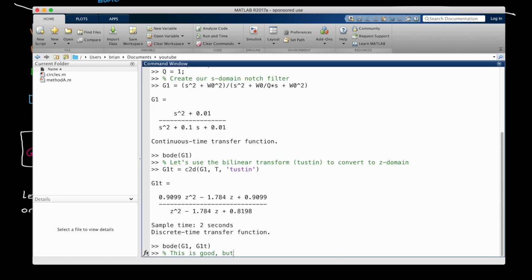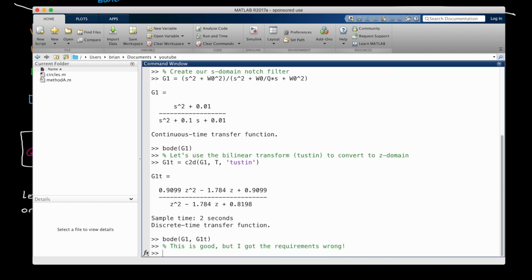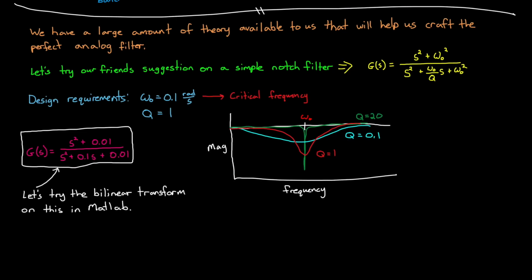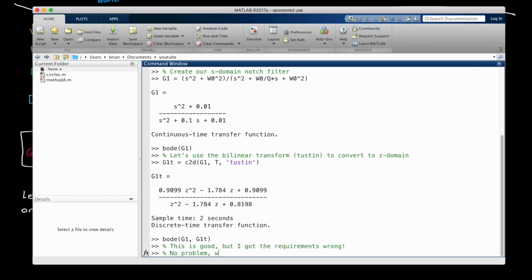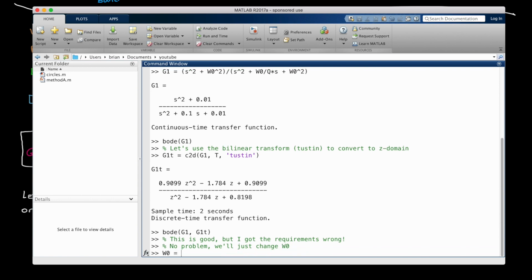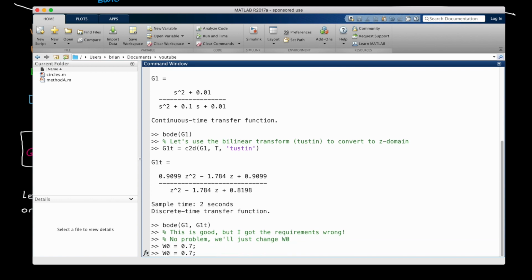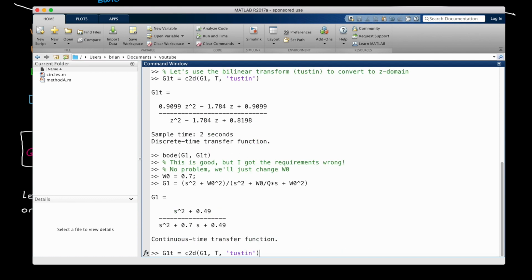Wait a second. I'm just realizing that I got our original requirement wrong. It looked like omega naught was written as 0.1 radians per second, but really it was supposed to read 0.7 radians per second. Okay, that's no problem. We'll just update the omega naught variable to 0.7, rerun our analog transfer function and discrete time transfer function.